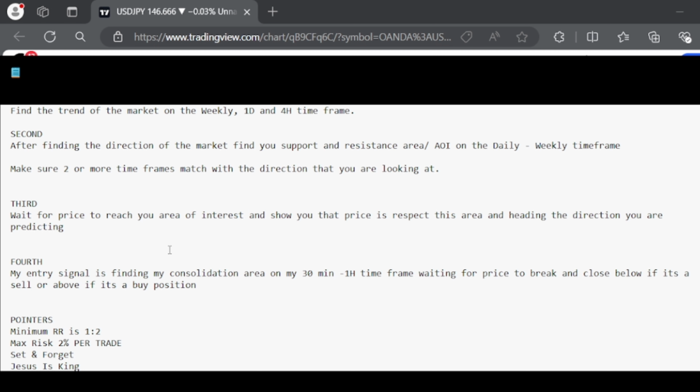So as soon as price reaches your AOI, now you drop to a 30-minute or 15-minute time frame and find where price is consolidating. All you have to do now is put the consolidation box below the last low or the last high and wait for price to break through that completely bearishly or bullishly. You understand? You have to wait for the clear indication. Don't be so rushy to hop inside of a trade.